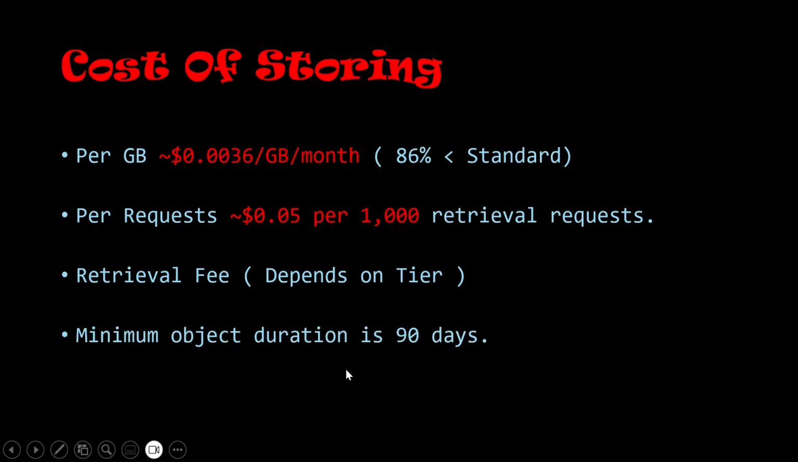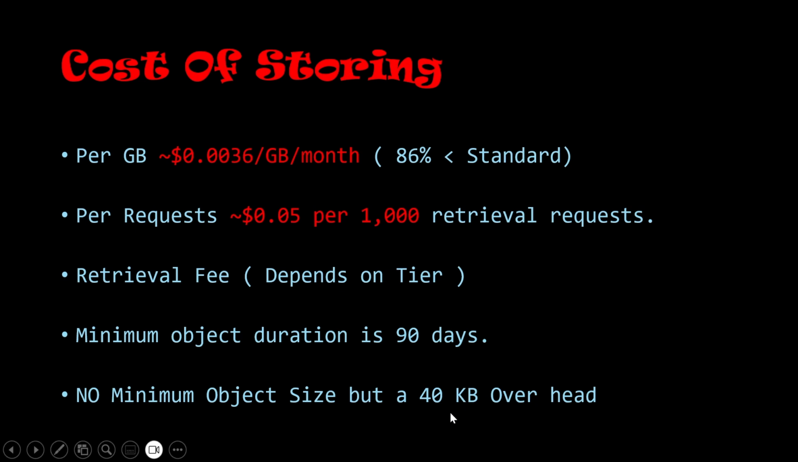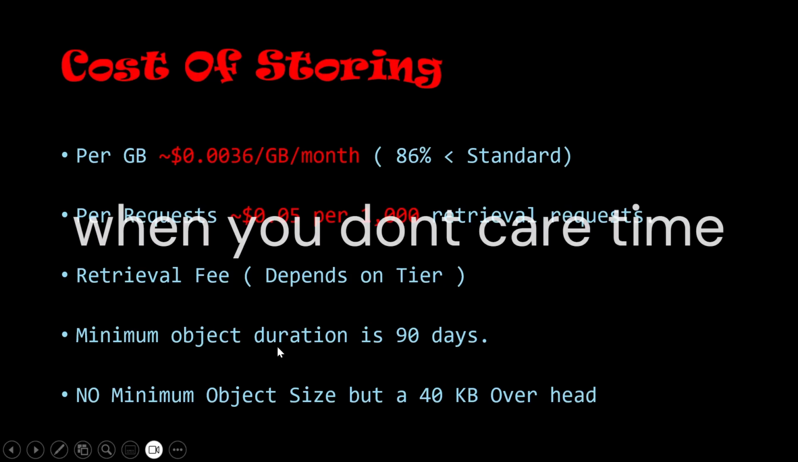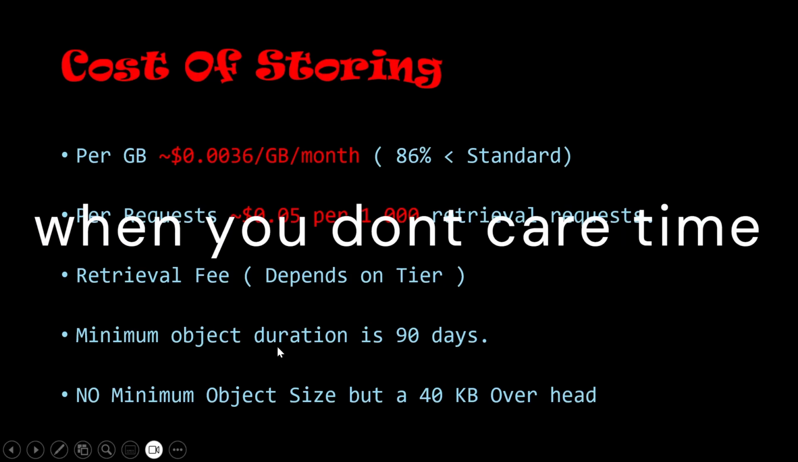Minimum object duration is 90 days and there is no minimum object size. AWS adds an extra 40 KB per object regardless of the object size. So you have to store fewer and larger objects instead of many smaller objects. So when can you use this storage class? Same as Glacier Instant Retrieval but with delayed retrievals.